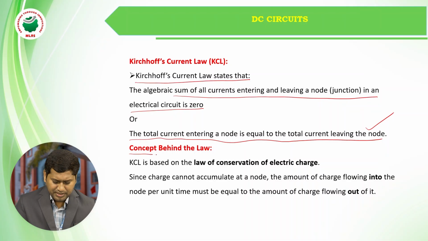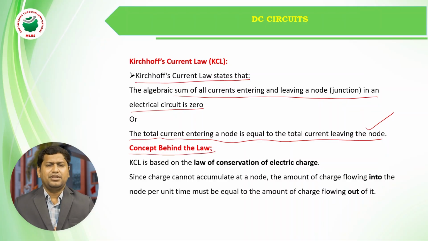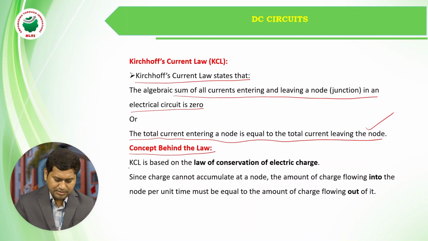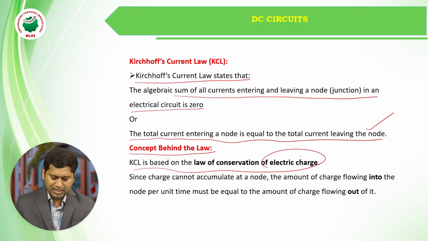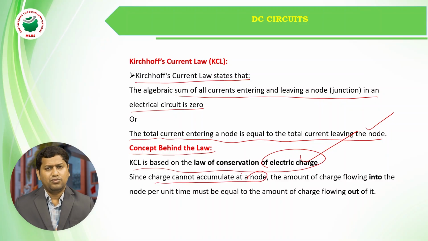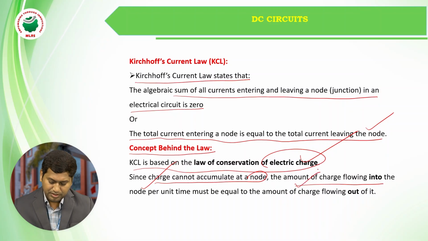Next, the concept behind the law. For any law there must be a basis. KCL is based on the law of conservation of electrical charge, as we already saw in the previous table. That is the fundamental concept behind this law. Since charge cannot accumulate at a node, the amount of charge flowing into the node must be equal to the amount flowing out. So charge in must be equal to charge out.